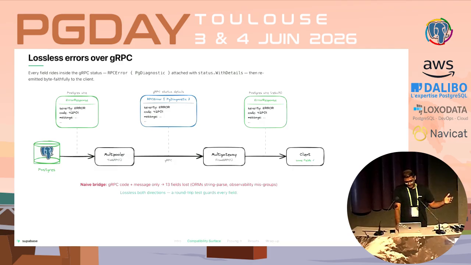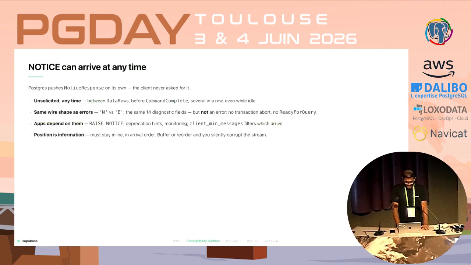So as you see, Postgres sends the error to the multipooler, and between multipooler and multigateway, we pack it into that gRPC message, and then again we unpack on the other side of it, so that between multigateway and the client, it looks as if it is the exact protocol message that Postgres would have sent to the client. And then we have written a bunch of round-trip tests which ensure that all of those fields are there.